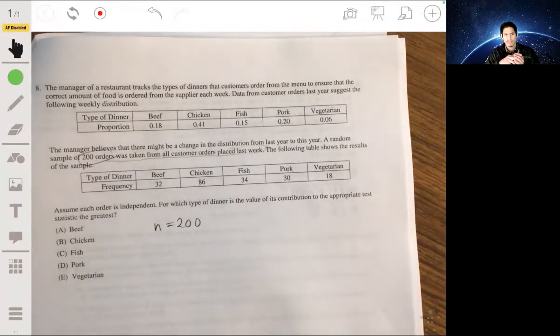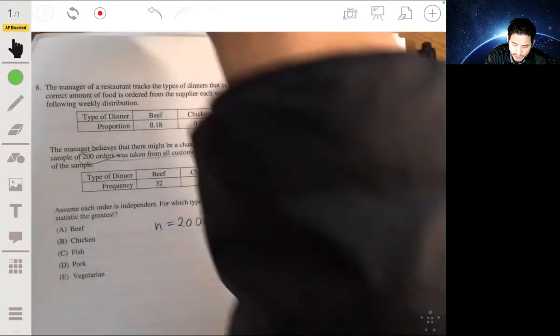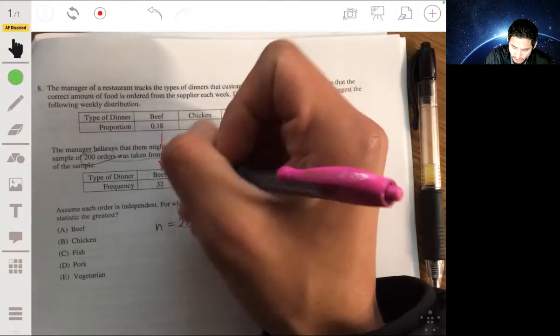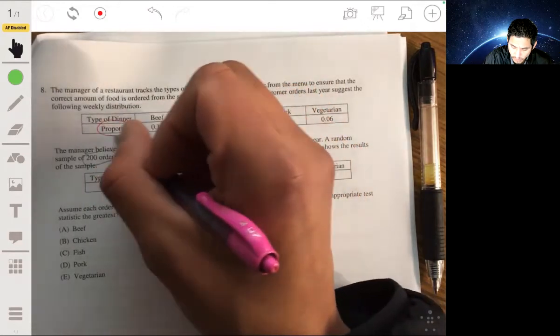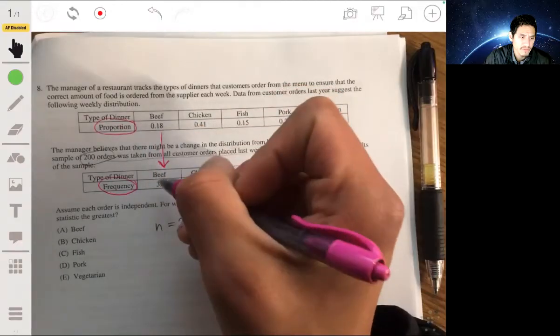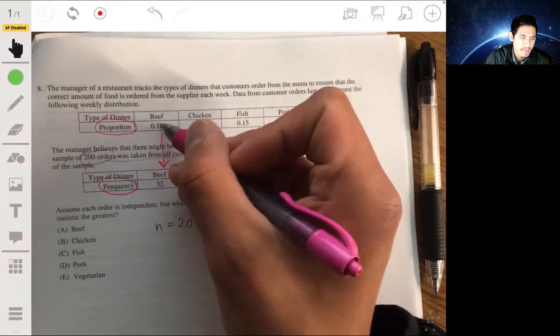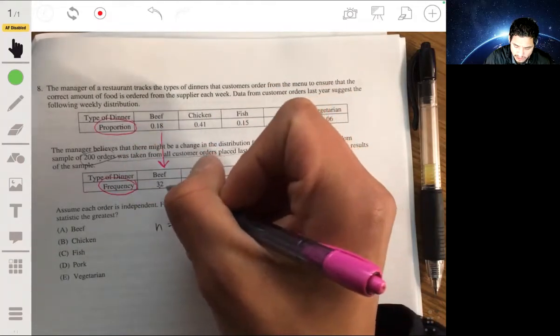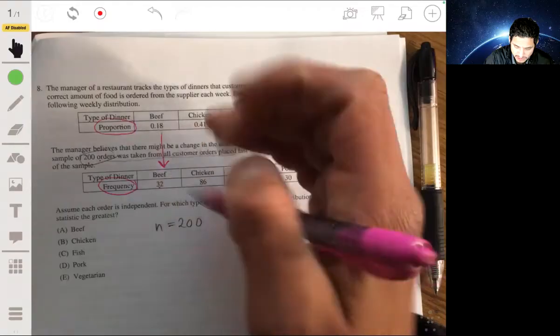Okay, so remember, we're trying to figure out if there was a true change, or more statistically speaking, was there a significant change in each of these values. But since they're measured in different stats, let's convert them to be the same. This proportion 0.18, frequency 32 out of 200. So let's make these all proportions, and then let's see how they all change.